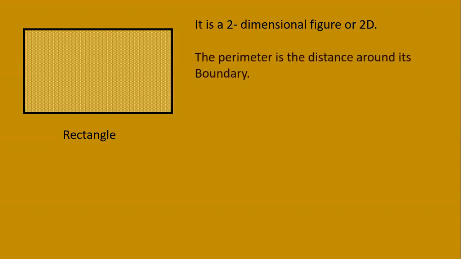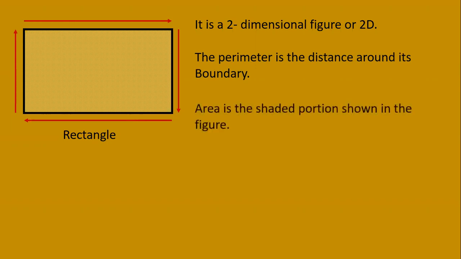Over here we can see a two-dimensional figure, which is said to be a rectangle. Now if I talk about the perimeter, what does it mean? Perimeter is the total distance around its boundary. That means this is one arrow, this is another, this is another. Upon addition of all these four sides of the boundary, we get the perimeter.